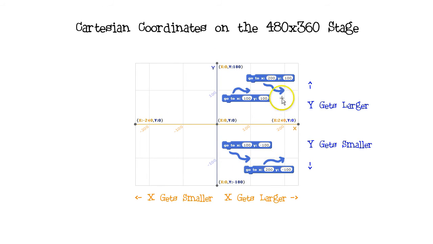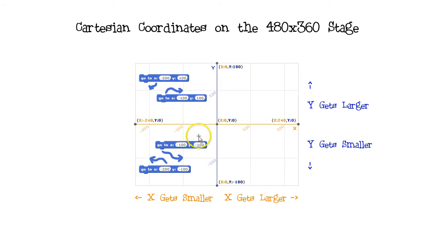Here are some locations on the right half of the stage. Positive x values are on the right half. Go to 200, 100. Go to 100, 100. Go to 100, minus 100. And go to 200, minus 100.